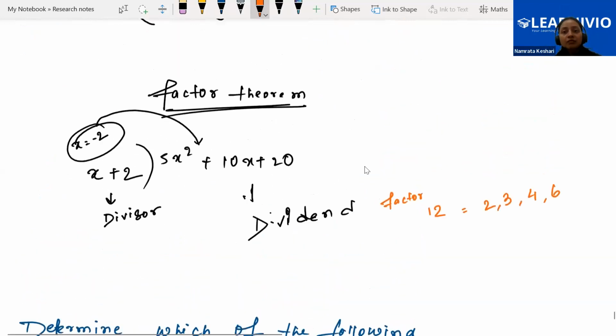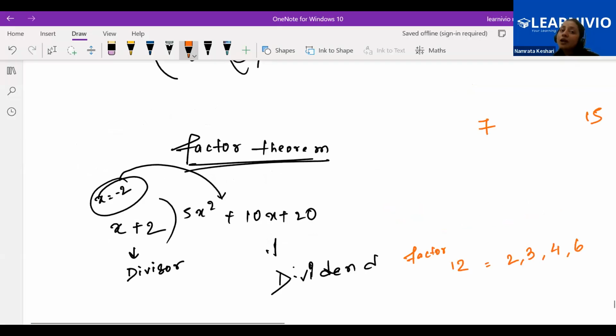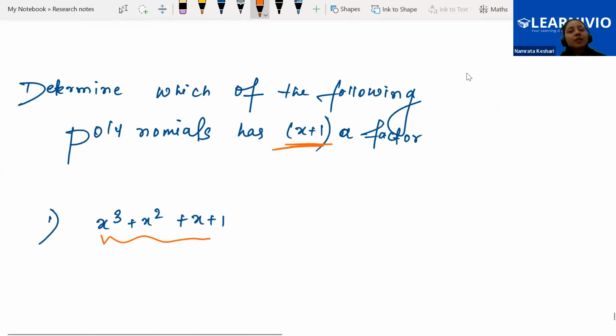Now if Ayan will answer. Ayan, if I ask you, is 7 a factor of 15, yes or no? No, ma'am. No, 7 cannot divide 15 completely. When we do the division, we will be left with a remainder, and that remainder will not be 0. If the remainder is not 0, it is not a factor. So here also we have to think like that only. We will be checking the remainder. If the remainder is not 0, it's not a factor.